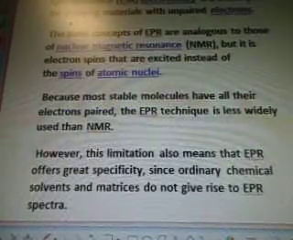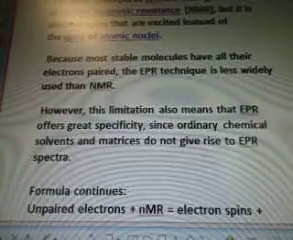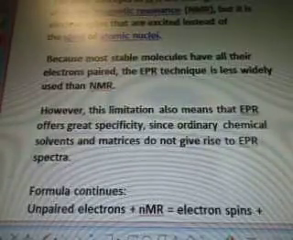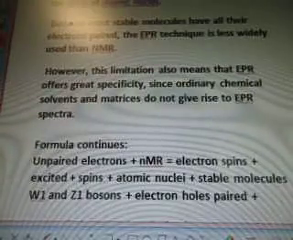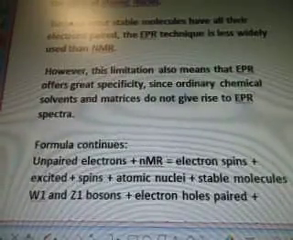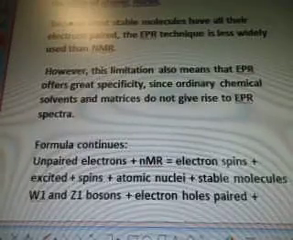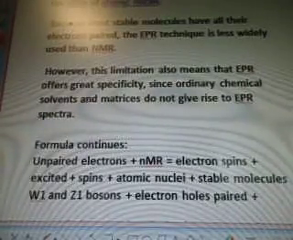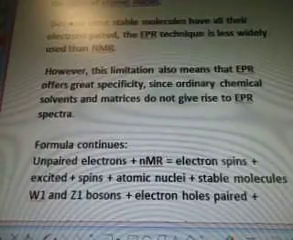Because most stable molecules have all their electrons paired, the EPR technique is less widely used than NMR. However, this limitation also means the EPR offers great specificity, since ordinary chemical solvents and matrices do not give rise to EPR spectra.